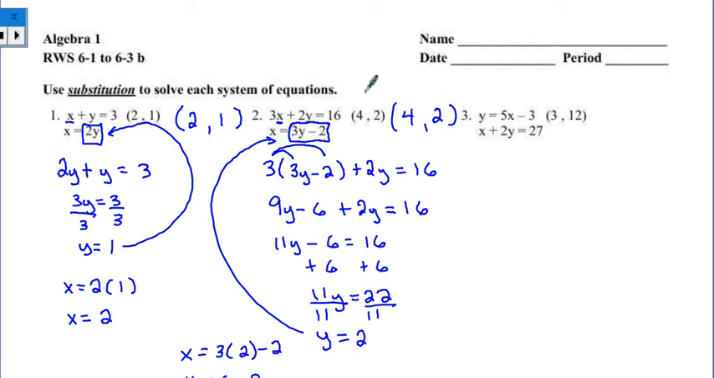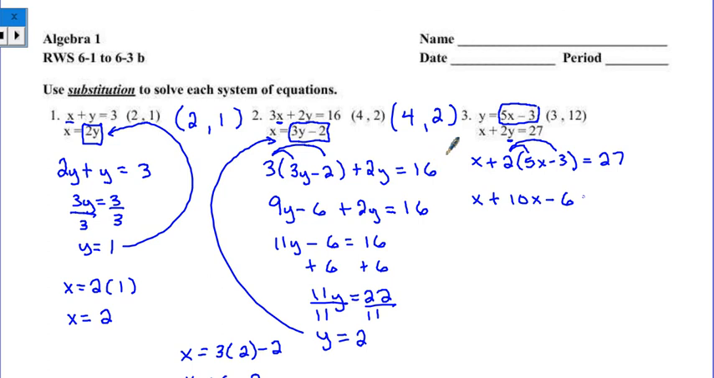Okay, substitution again, last one required by substitution. Guys, it's y equals this time. It happens to be in the first equation. It's already set up. We're going to plug it into the y in the other problem. So x plus 2 times 5x minus 3 equals 27. We distribute the 2 across. That makes it x plus 10x minus 6 equals 27.